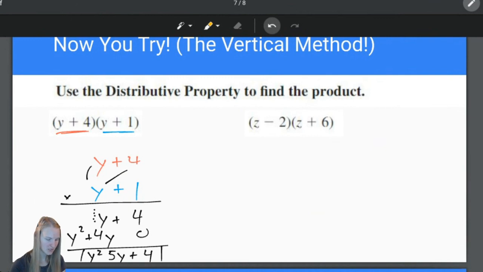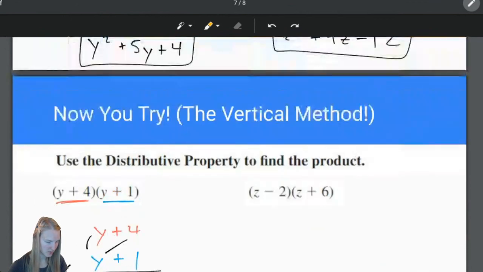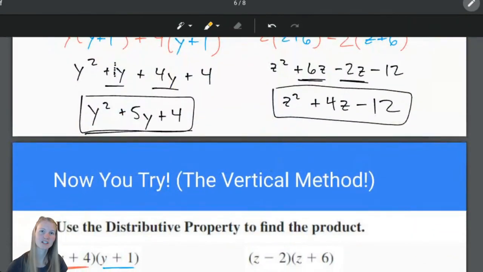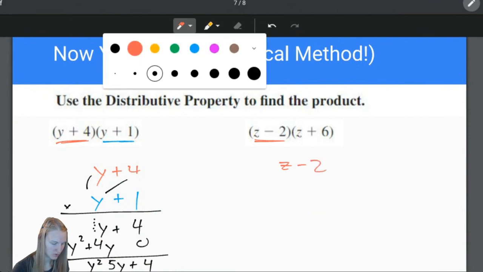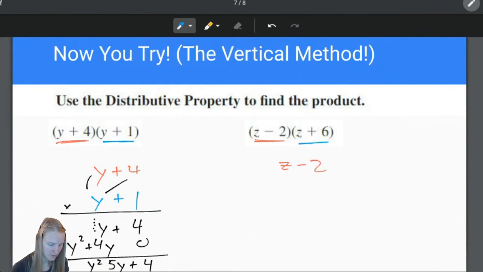Beautiful. Did we get the same thing? We did! We did get the same thing. So it doesn't matter if you use the vertical method or the horizontal method, you will get the same answer. Or the FOIL method, you will get the same answer. Alright, so now we're going to do the second one with the vertical method. Z minus 2 times Z plus 6.